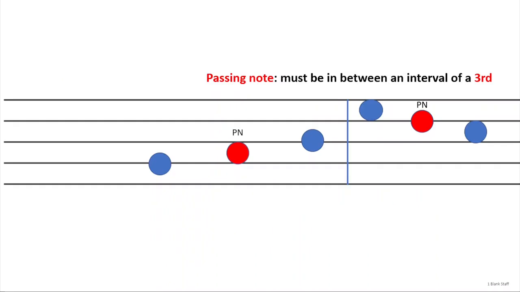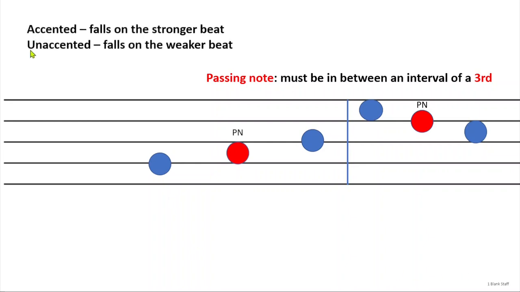First of all, let's look at passing note. It must be in between an interval of a third. The blue balls are chord tones, and the red balls are non-chord tones. So either accented or unaccented. If it falls on the stronger beat, it is called accented passing note. If it falls on the weaker beat, it means unaccented passing note. It can be either going up or going down.